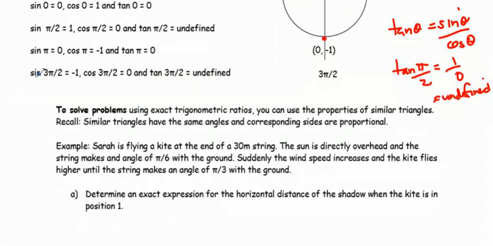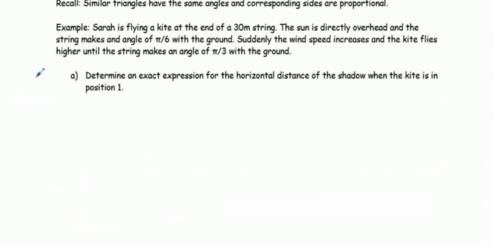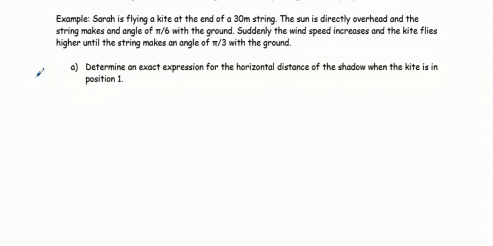So what we're going to do now is solve a problem. This is an exact question, literally, except the numbers have been changed from your textbook. So just get it down and follow it closely when you see that question in your textbook. So Sarah's flying a kite at the end of a 30-meter string. The sun is directly overhead and the string makes an angle of pi by 6 with the ground. Suddenly the wind speed increases and the kite flies higher until the string makes an angle of pi by 3 with the ground. So a couple things. The string doesn't get longer when the burst of wind happens, so it's still going to be 30 meters.